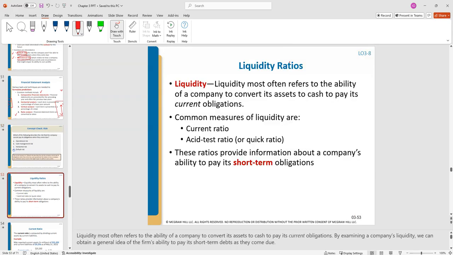Let's first talk about liquidity ratios, right? So this is going to be more short-term focused. It refers to the ability of the company to convert its assets to cash to pay its current obligations. We have the current ratio and the acid test ratio, and we really have that more short-term view. Again, as the analogy, can we pay our bills this week, this month? That's what we're looking at in the company.